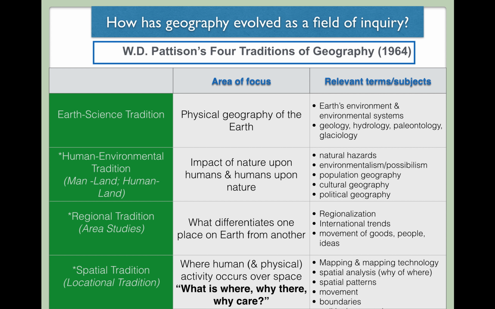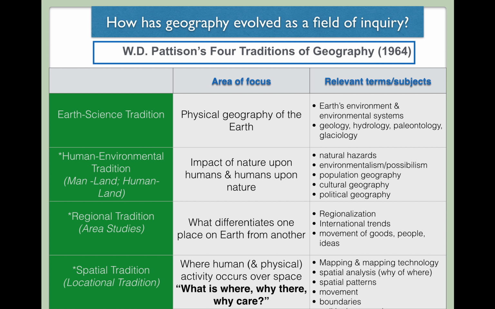In the human environment tradition, we're looking at natural hazards and disasters, how human actions cause them, how human life is affected by them. Environmentalism and possibilism, in other words, to what extent does human life affect the world? To what extent is the human world affected by the natural world? How does the population growth over time affect the world? How does the world affect population growth? So on and so forth. So that sort of reciprocal relationship. This is also called the man-land tradition or the human-land tradition.